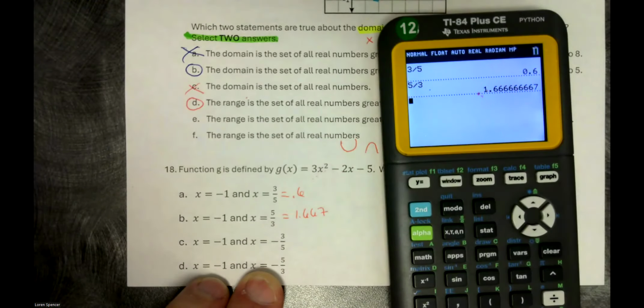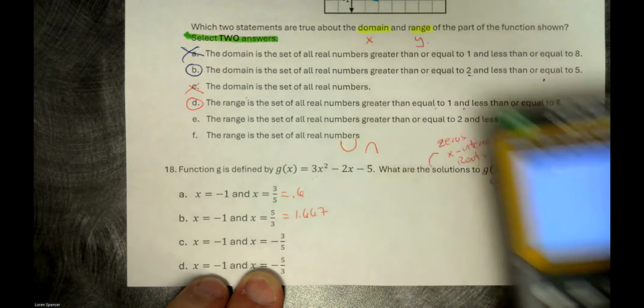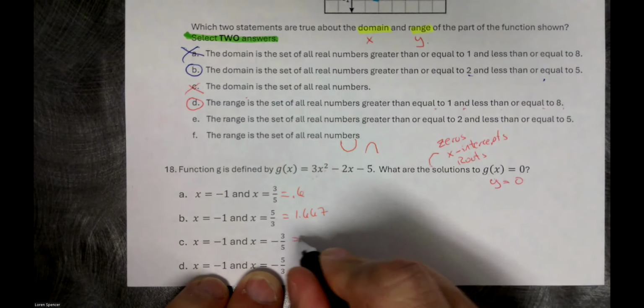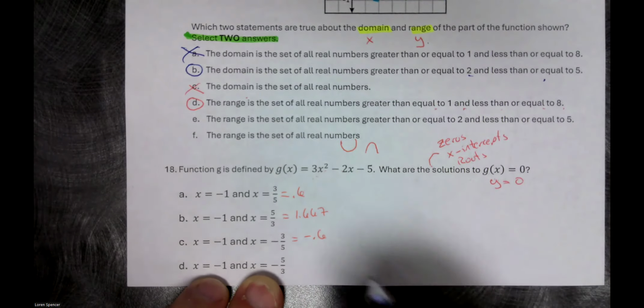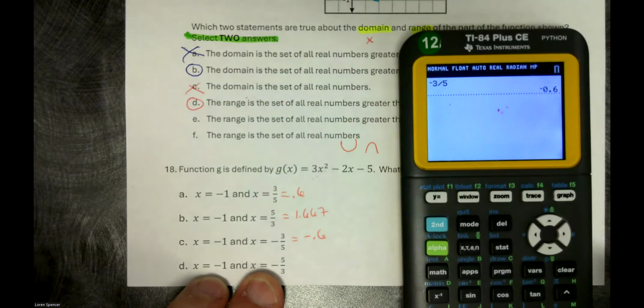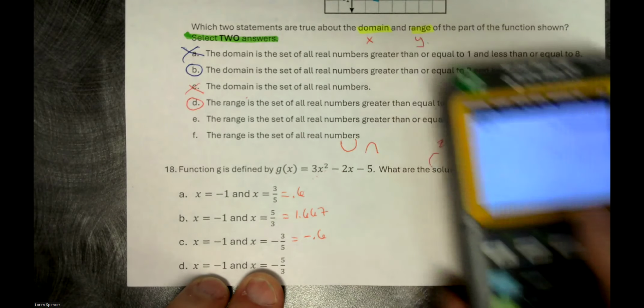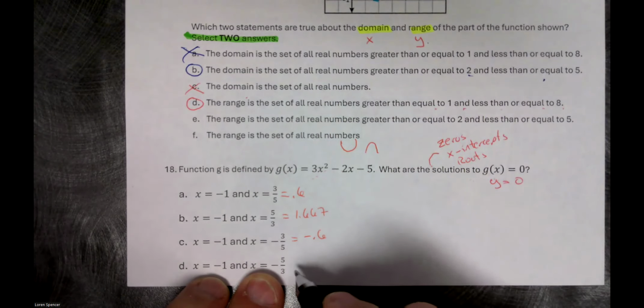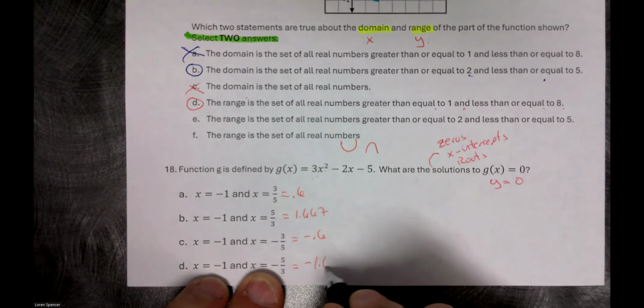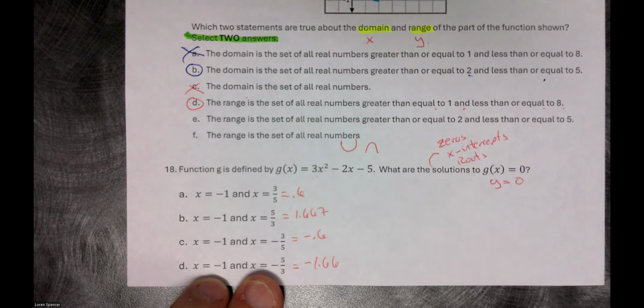And then negative 3 divided by 5, and I get negative 0.6. And then we have negative 5/3. Negative 5 divided by 3, and we get negative 1.66. All right, just a moment.